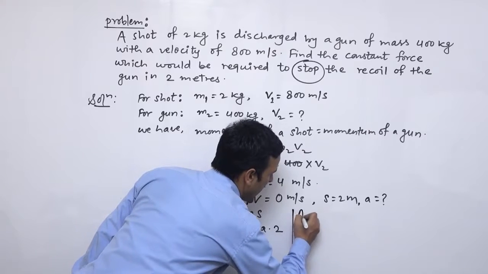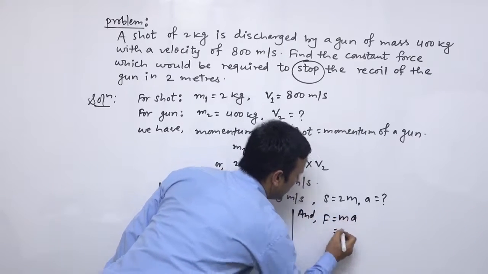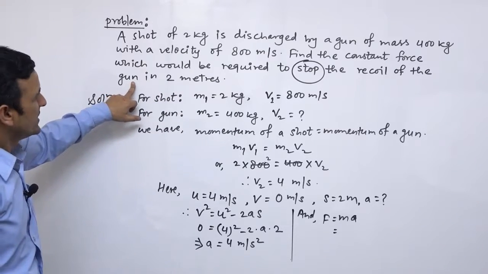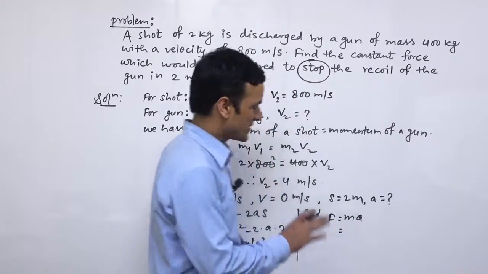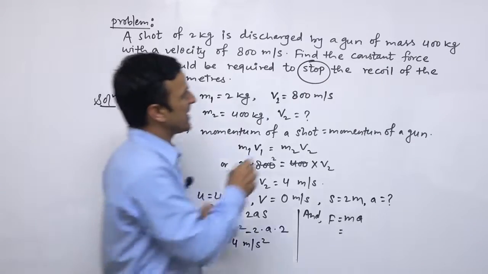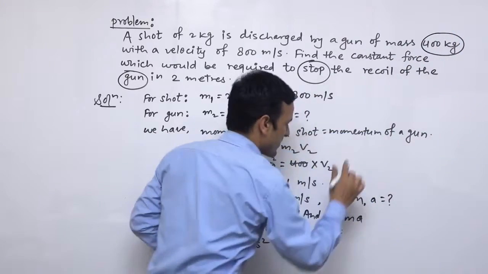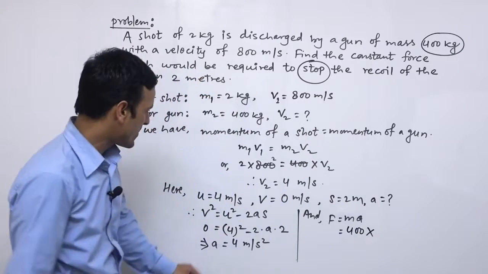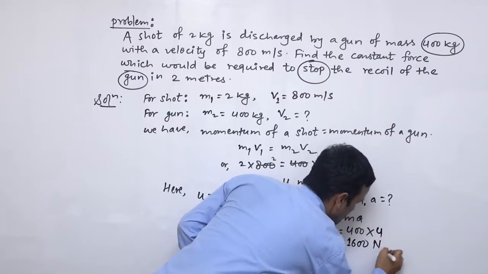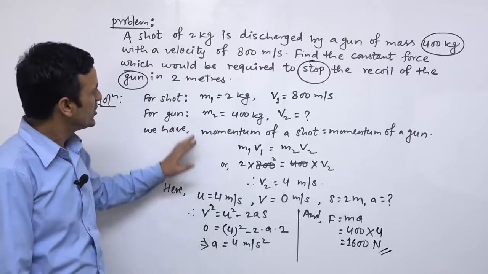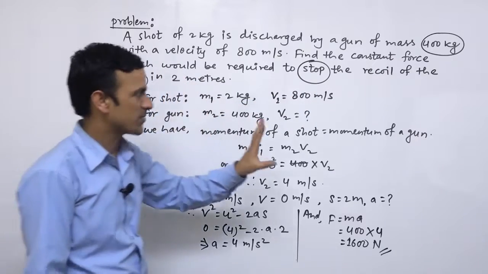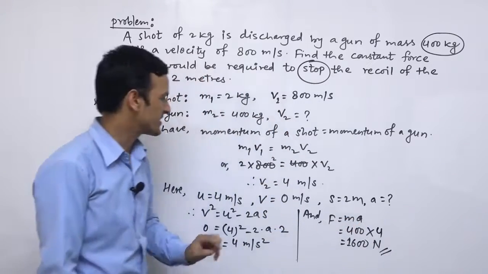Now we can use F is equal to m times a. It is the recoil of the gun in 2 meters. So F is equal to m times a, we can use this formula. For the gun we must use the mass of the gun, which is 400 kg. We apply 400 into the value of acceleration, which is 4. So write down 4 and it will be 1600 Newton. So this is the retarding force used by the gun to stop in a distance of 2 meters. This means a force of 1600 Newton must be applied to stop it in 2 meters.